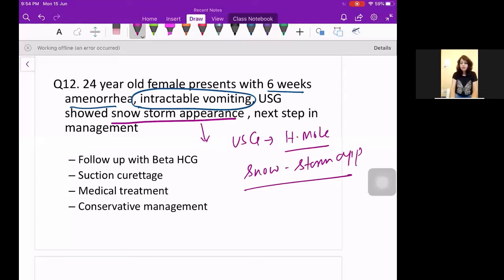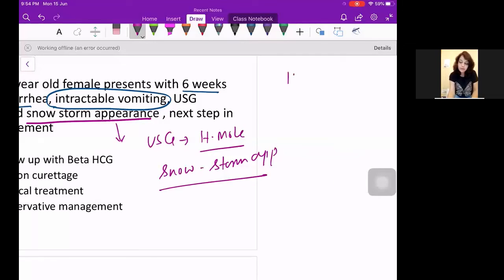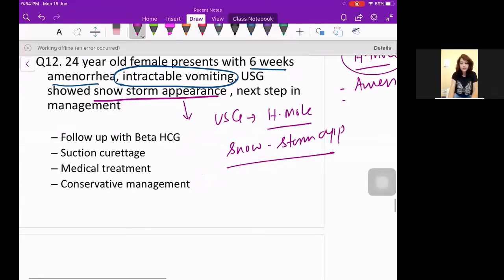Okay, so in molar pregnancy, there is amenorrhea, there is bleeding. Bleeding is not written in this case. There may be features of thyrotoxicosis, there may be features of preeclampsia, there may be features of hyperemesis gravidarum. Here they have given 6 weeks amenorrhea and there is intractable vomiting, that is so much vomiting. And clearly they have written that ultrasound shows snowstorm appearance. So it's a clear-cut case of molar pregnancy.